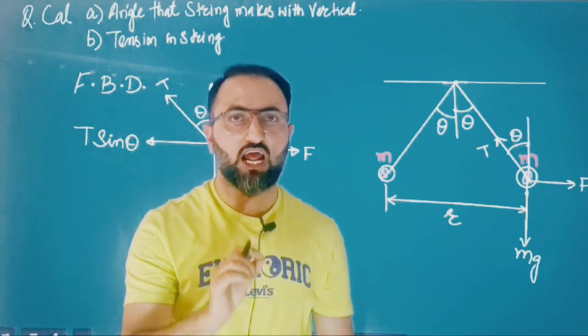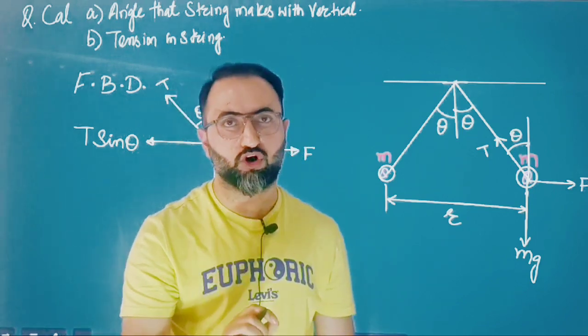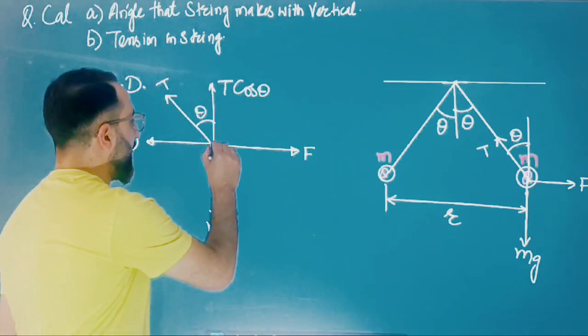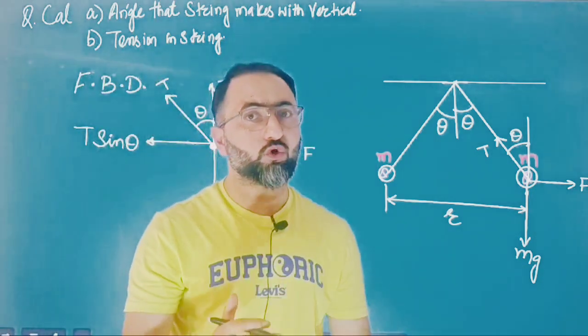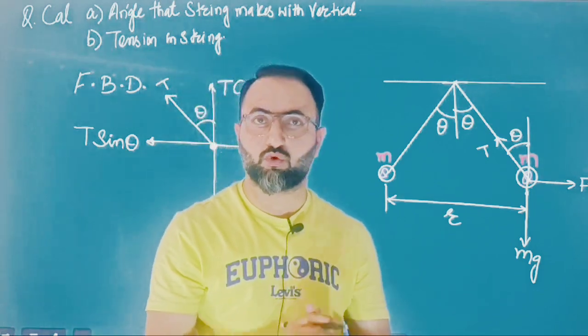Now what I have done is that out of the three forces, one I resolved into two components, t cos theta and t sin theta. All right, now this particle is at rest. Now when we know that it's at rest, what does that mean? It means the net force on this particle will be equal to 0.